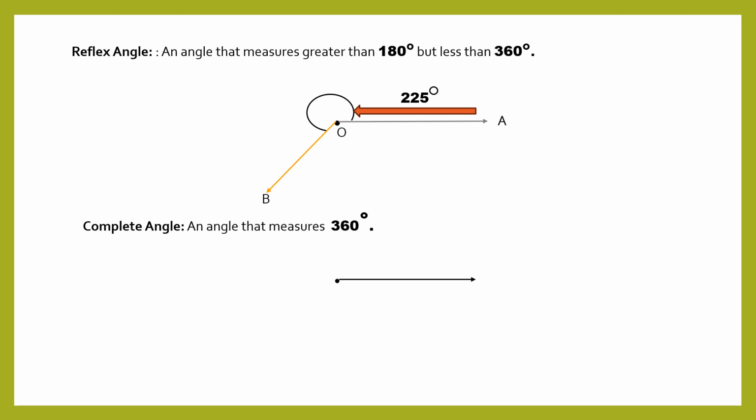The next angle is a complete angle. It is an angle that measures 360 degrees. In the figure below, you will see that two lines OA and OB move in the same direction from a common vertex O, forming an angle at this vertex which is equal to 360 degrees. Such kind of an angle is called a complete angle.